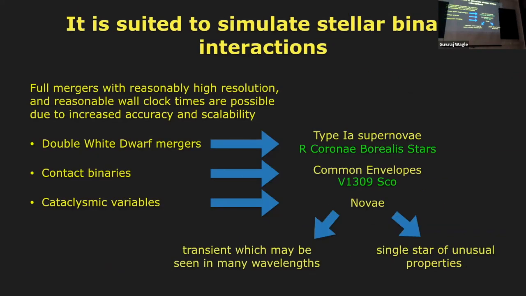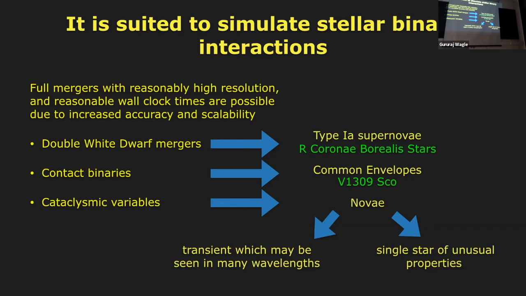So all of this makes Octo-Tiger ideal for simulating binary interactions. We can use high resolution on short run times, and we can increase accuracy. Some of the systems that we simulated are listed here. Double white dwarf mergers, but we simulated below the Chandrasekhar mass, so we don't have a type Ia supernova. Instead, we have a merger of a carbon-oxygen white dwarf and a helium white dwarf, and this will evolve later to be a unique type of star called an R Coronae Borealis star. We also simulated contact binaries, which then merge and produce a transient very similar to the V1309 Scorpii event, which is very well observed and documented. So I will show you these two examples next.